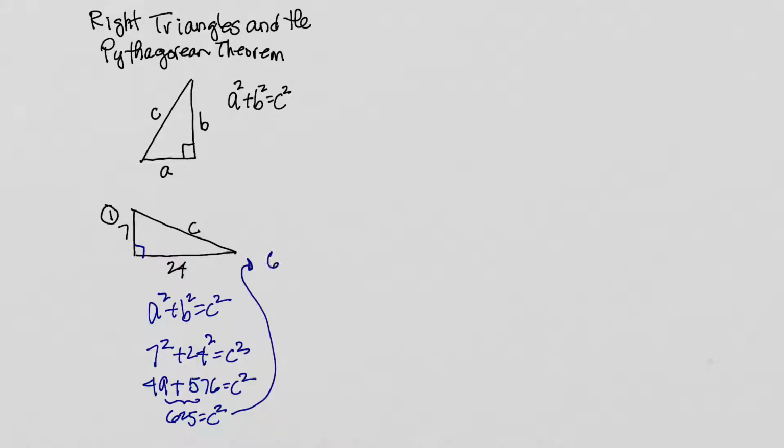So we have, I'll write it up here again, 625 is c squared. Why don't we square root each side? And because c is a positive number, we're just going to get c on this side. And this turns out to be 25. So there we go. So this turns out to be a right triangle of lengths 7, 24, and 25.